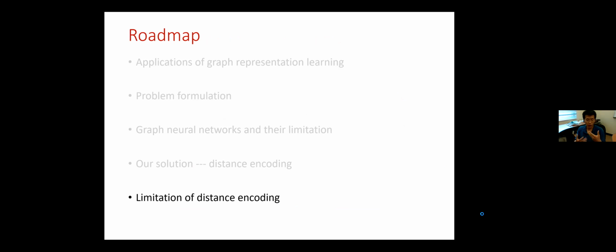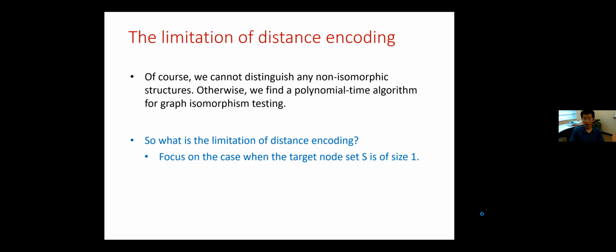Before ending this talk, we have already seen the power of distance encoding, and next let me briefly introduce the limitation of the distance encoding method. We know that learning a graph representation that may distinguish all non-isomorphic structures is at least as hard as graph isomorphism testing. So we are not expected to solve the graph isomorphism testing problem, which means there must be some limitation of distance encoding.